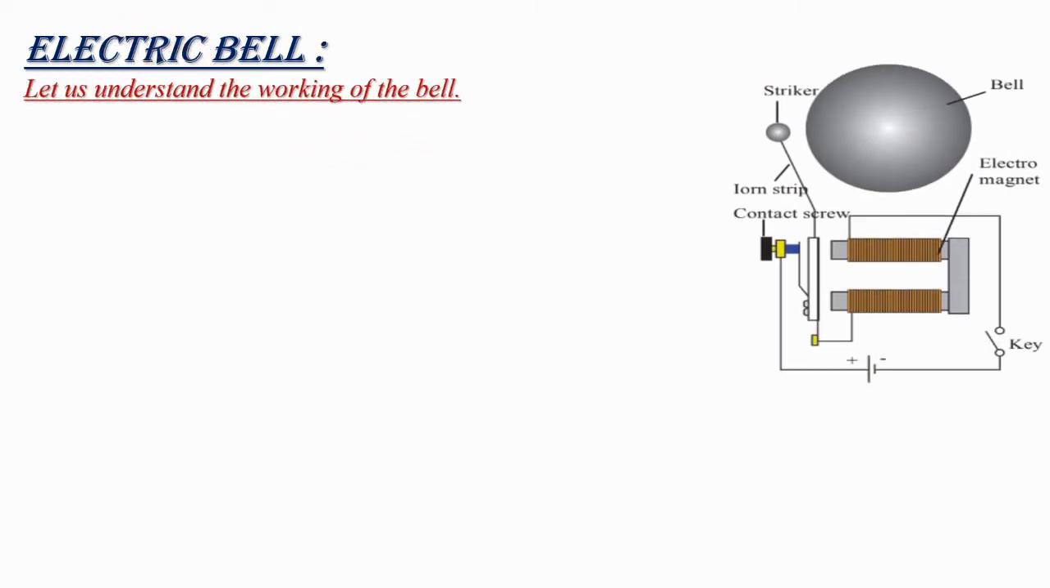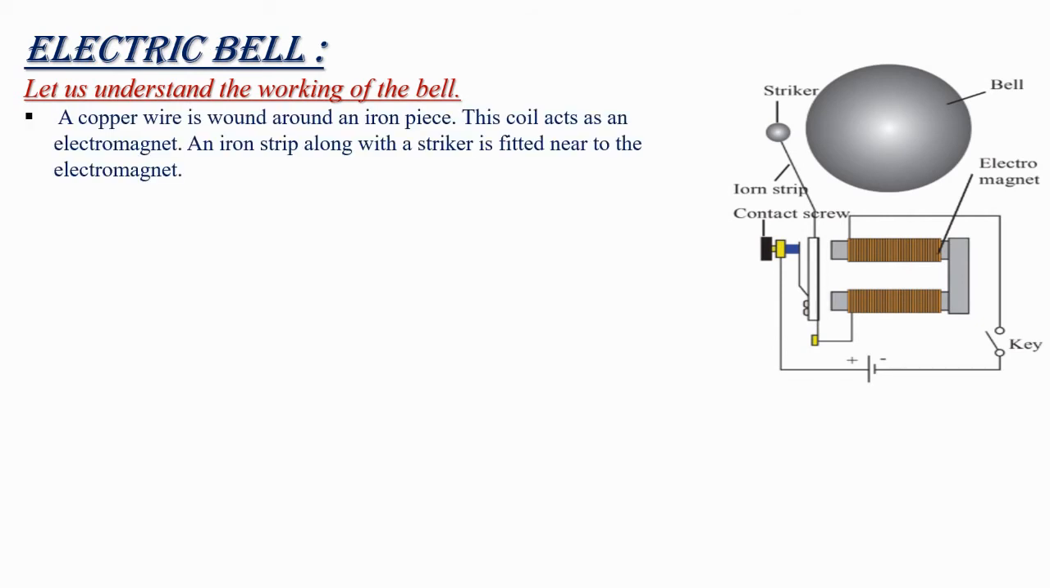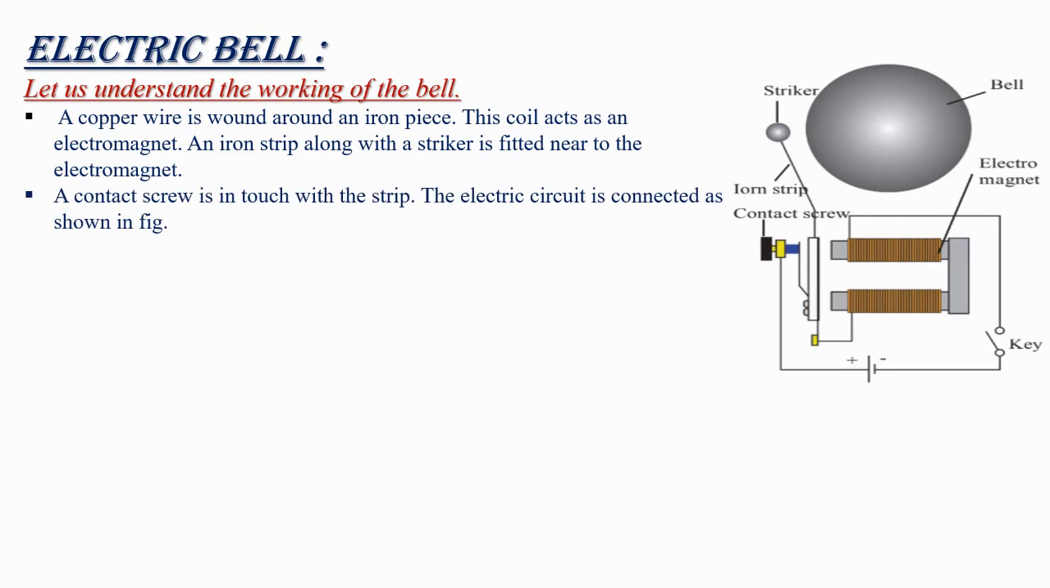Let's understand the working of the bell. A copper wire is wound around an iron piece. This coil acts as an electromagnet. An iron strip along with a striker is fitted near the electromagnet. A contact screw is in touch with the strip. The electric circuit is connected as shown in the figure.